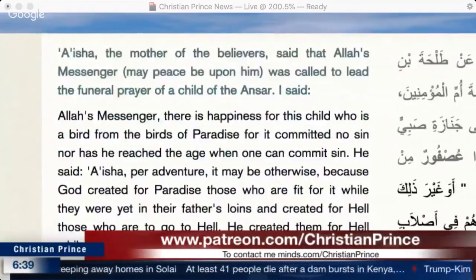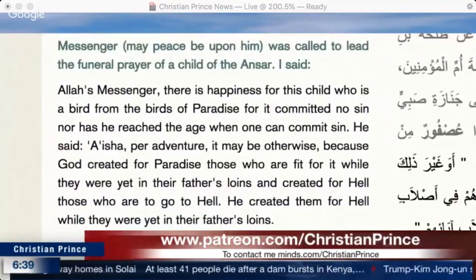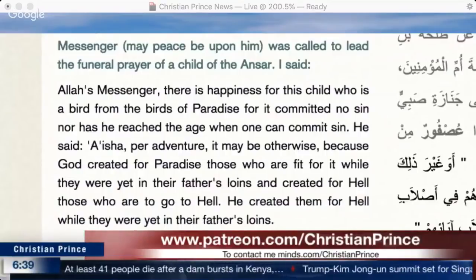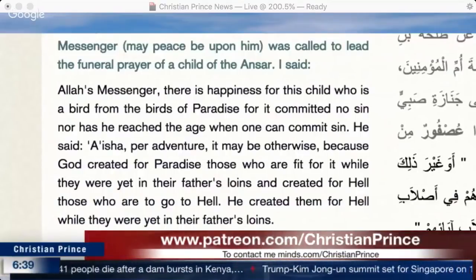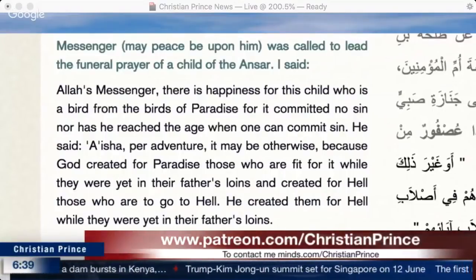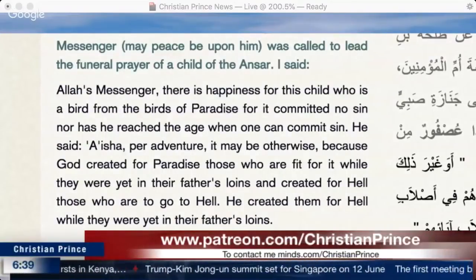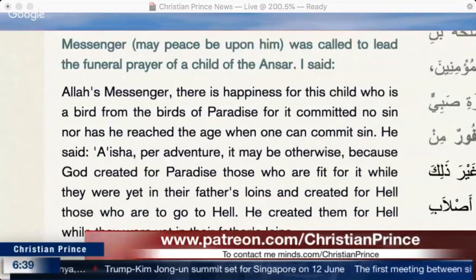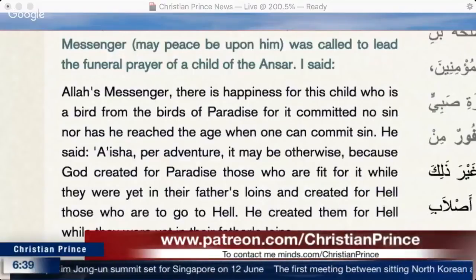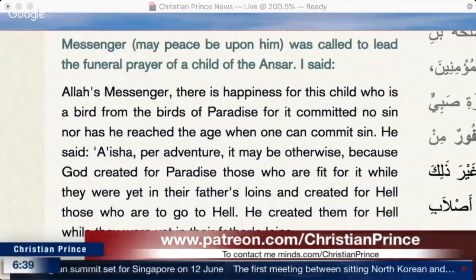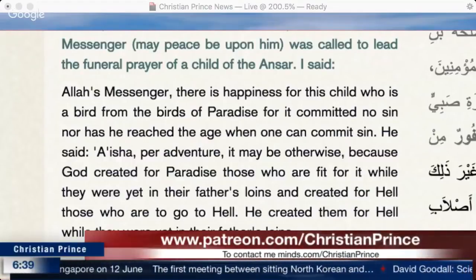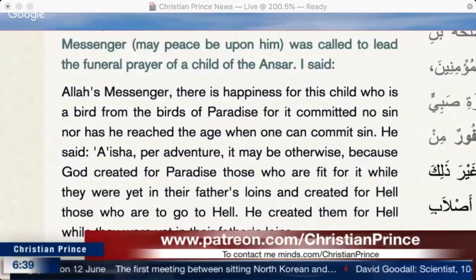This is in Sahih Muslim, and the Muslims agree upon this hadith, that Aisha thought that an infant who dies at a very early age will be a bird from the birds of heaven. He will be a sparrow. So Muhammad did not like what Aisha said, because she's wrong, because Allah decides who will be in heaven and who will be in hell regardless of their sin. So Aisha is speaking logic. She thought so because this child never committed sin.